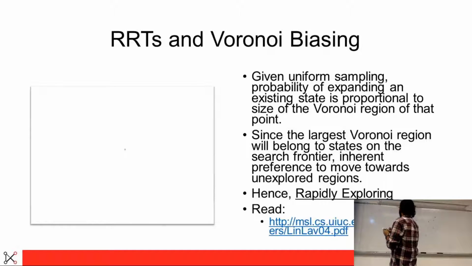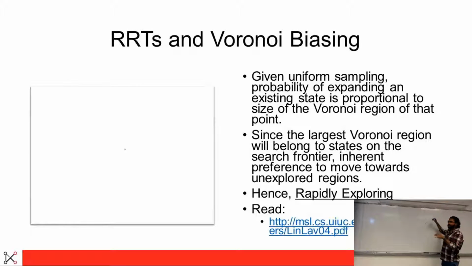Since the largest Voronoi region, right, which means that if you just have a set of points and you are beginning your search, you start from some init point. What is the Voronoi region for this point? Let's say this is your Q init. What is the Voronoi region for this point? Everything. We pick another point, let's say something like this.